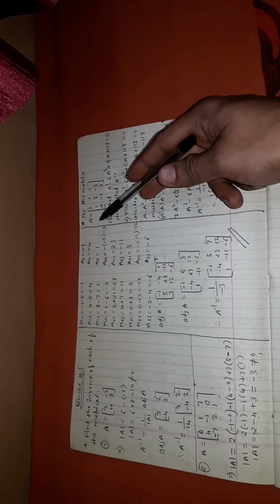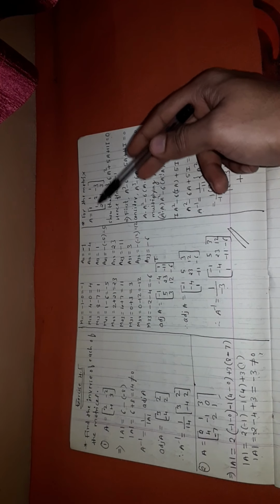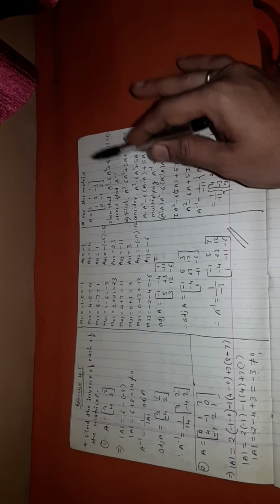Now next is, for the matrix A is equal to 1 1 1 1 2 minus 3 2 minus 1 3, show that A cube minus 6A square plus 5A plus 11I is equal to 0, and hence find A inverse. Now in this question there are two parts. First part is what? We have to show that A cube minus 6A square plus 5A plus 11I is equal to 0. Okay, and this type of question we have already done in the matrix part. So that you have to carry out, this part will be for homework.